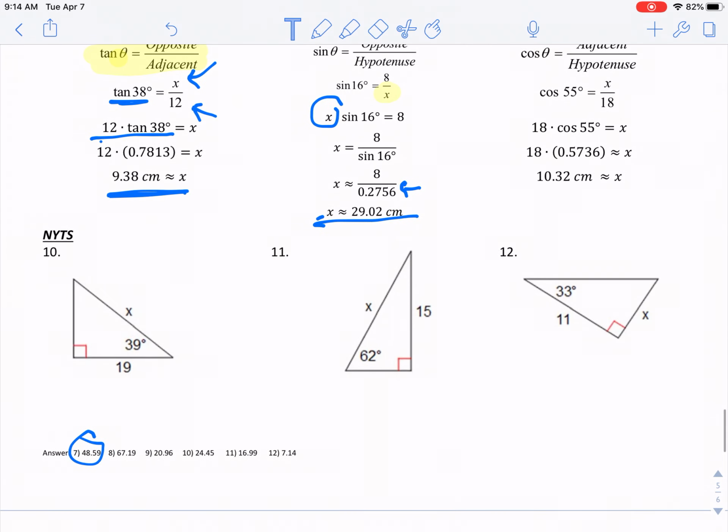All right, I'm going to pick one more. I'm going to do number 10. I know x is my hypotenuse. This would be my opposite side. That would be adjacent from 39. So a and h is cosine.